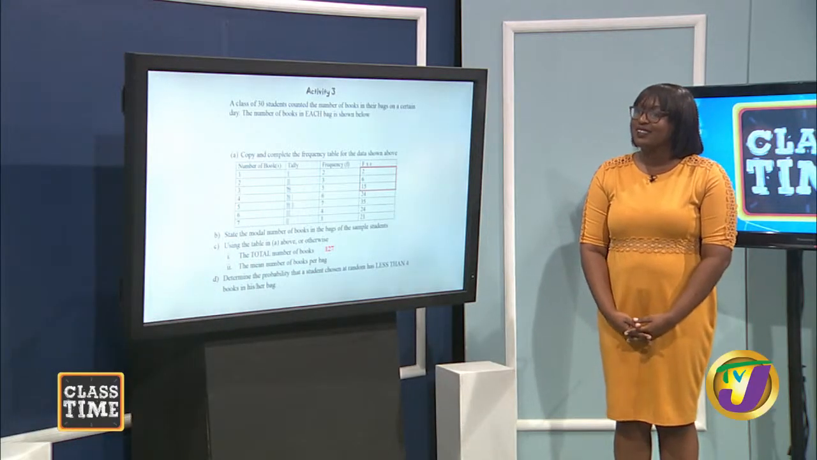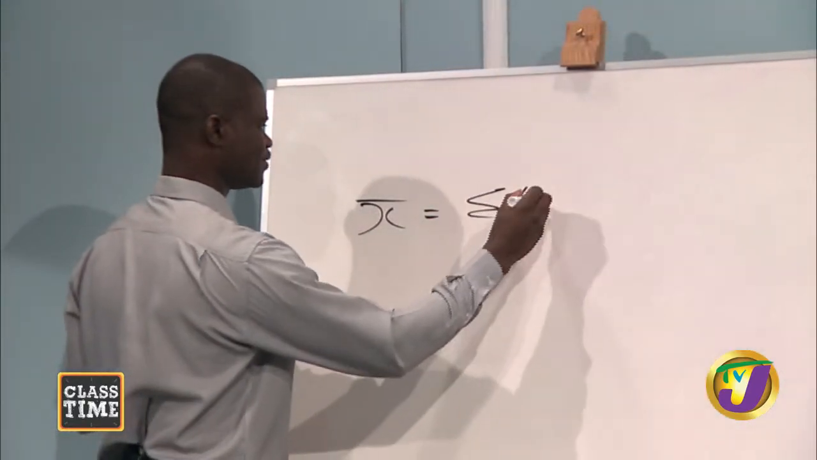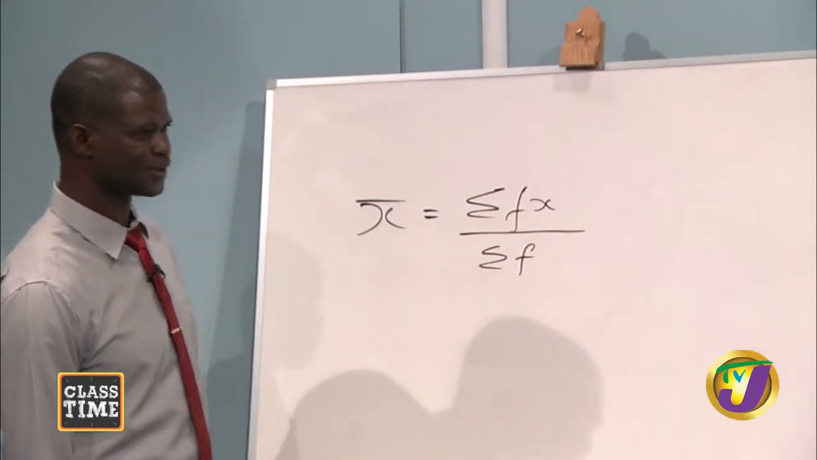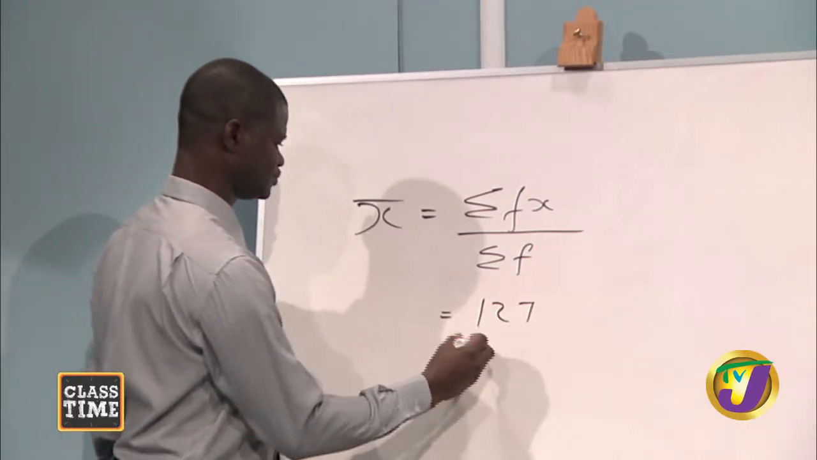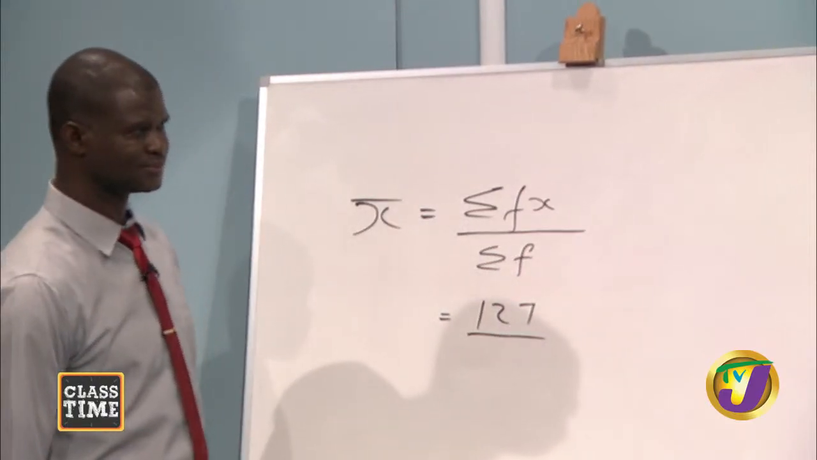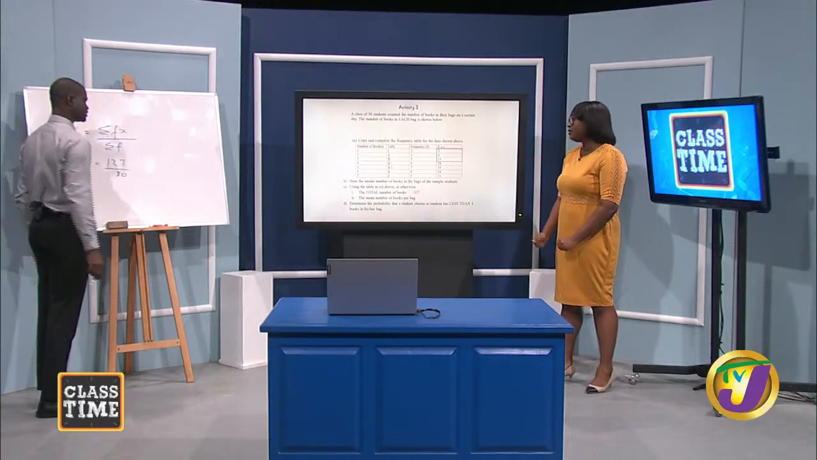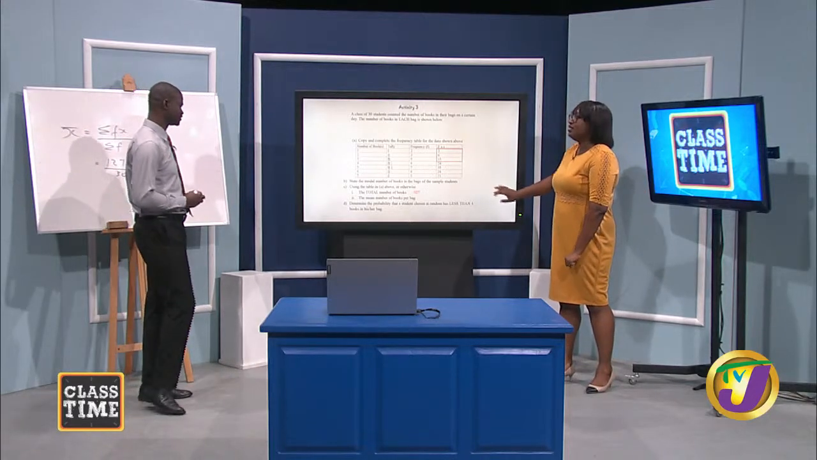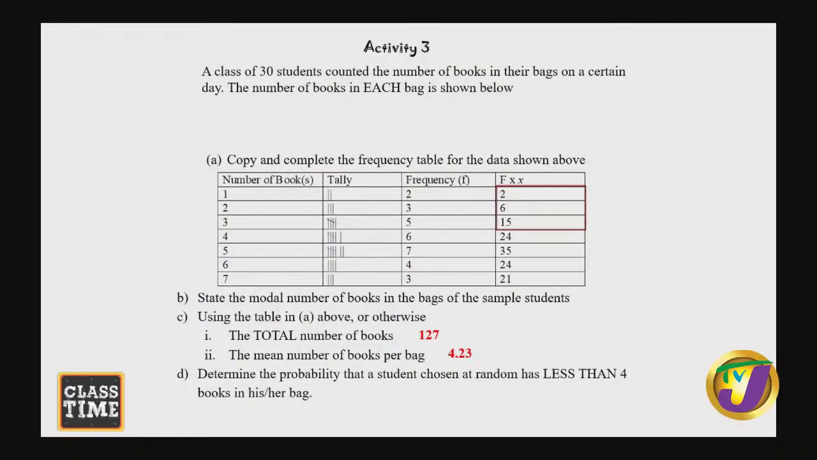All right, so for the mean, we use x bar. Mean is equal to the summation of fx over the summation of f. We already know the summation of fx, which is 127. And we also know the summation of f, which is 30. So it's 127 divided by 30. That would have given us 4.23.